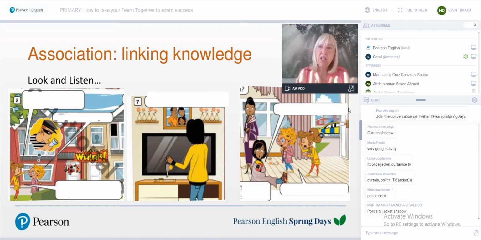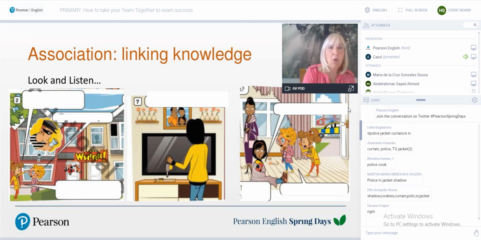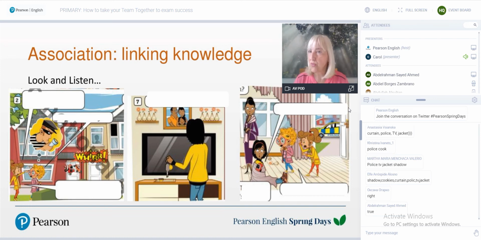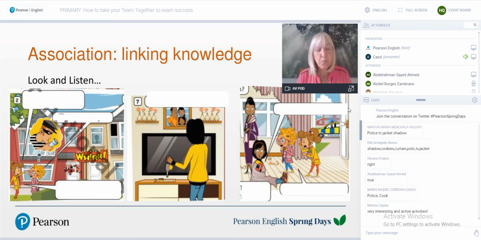Why? Because the picture helps you to associate the words, and you are making connections in your head yourself. I didn't tell you to look at the shadows in the window on the first floor, in the yellow house on the picture. You looked for it and found it, and that's associating the words with this.